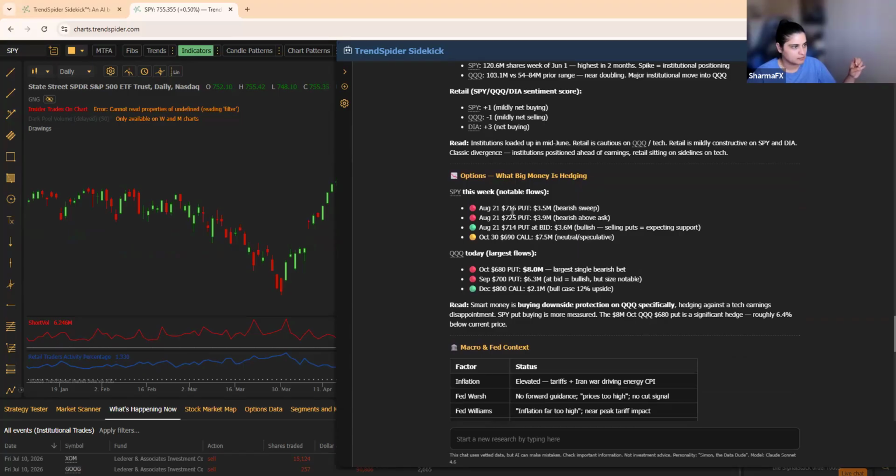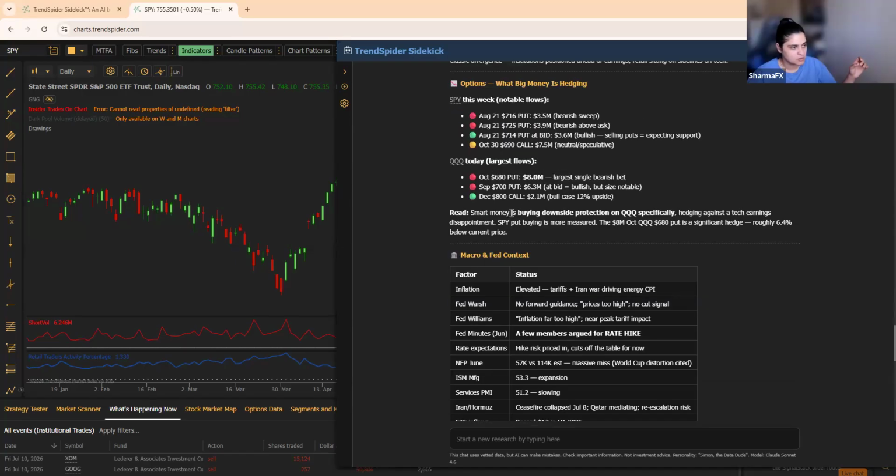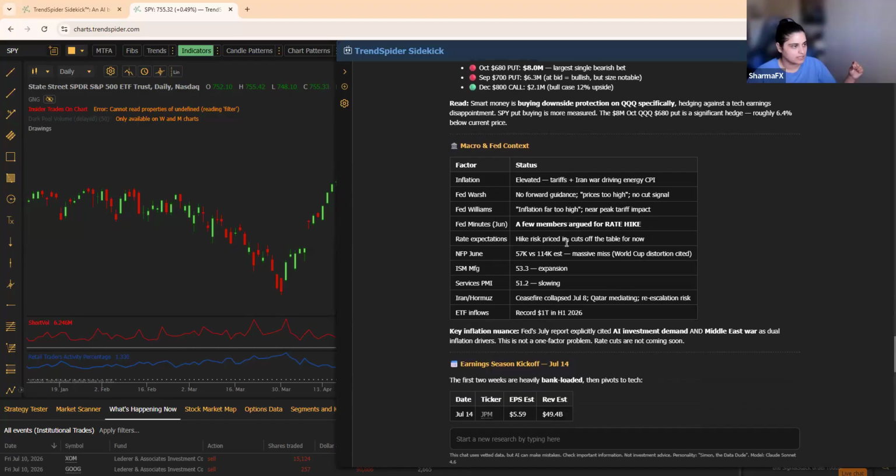So these are my options. This is what big money is hedging, basically. And then it gives me the exact dates, the puts, the number, the amount. Smart money is buying downside protection on NASDAQ very specifically, hedging against tech earnings disappointment. We know that earnings will be coming out from the tech side later in July. So they're already preparing for that.